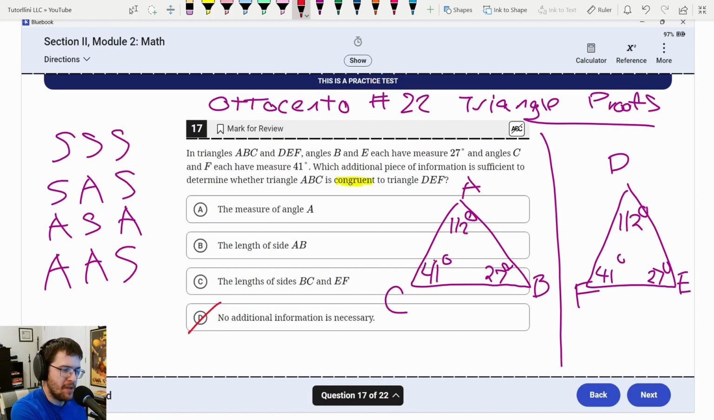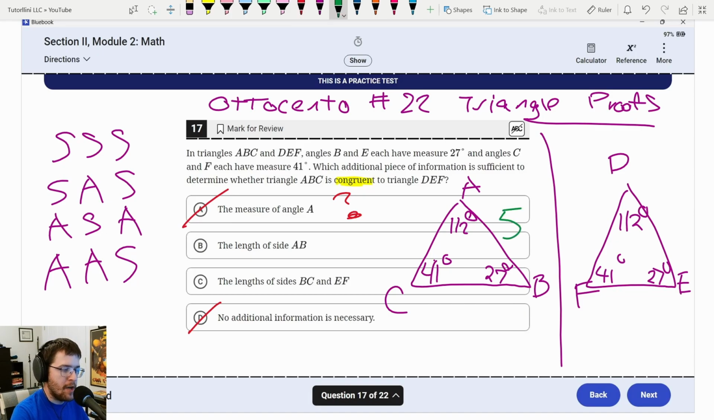Okay, choice A says the measure of angle A, which as we just talked about, we already know. So I'm very confused by that. It doesn't make any sense. We already know the measure of angle A. We don't need to be given it. So this is definitely wrong. It doesn't tell us anything new. Let's look at choice B.